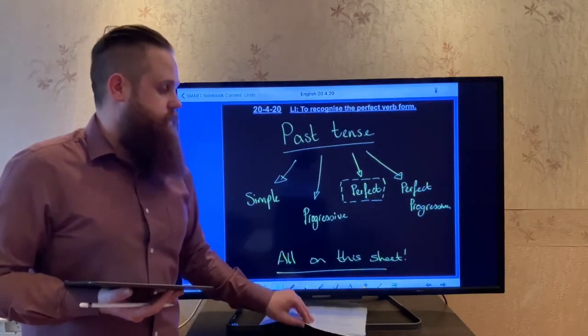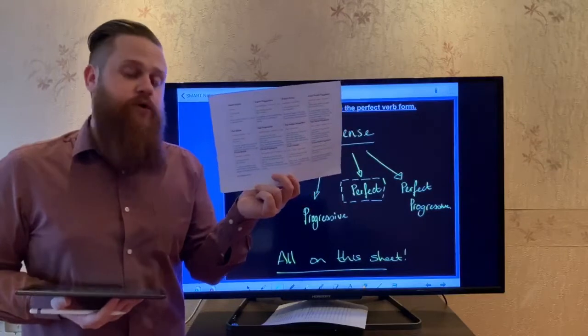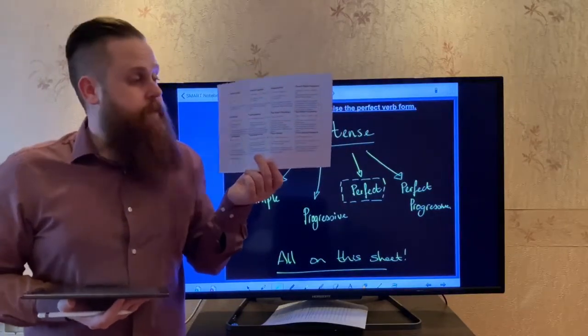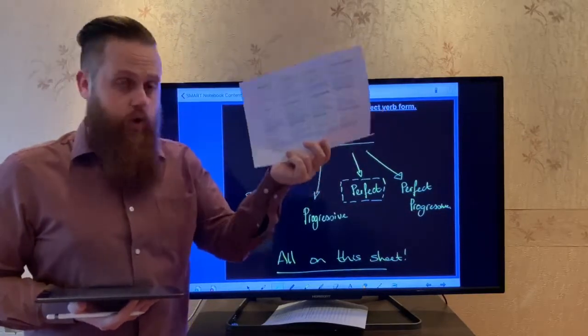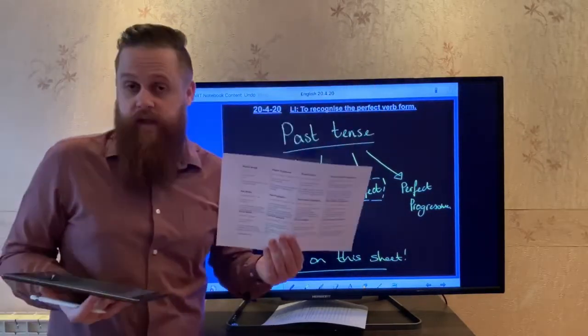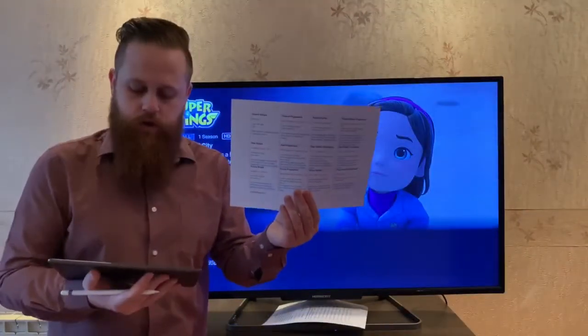Now, all of these are on the sheet that I have sent with your work today. This sheet is not your work, okay? This is a little help sheet. And if we're in the classroom, I'd be advising you to look up and look at my rails where it's got all of this on it. But of course, we're not in the classroom, so I've sent this for you so you could have a look at this whilst you're doing your work.